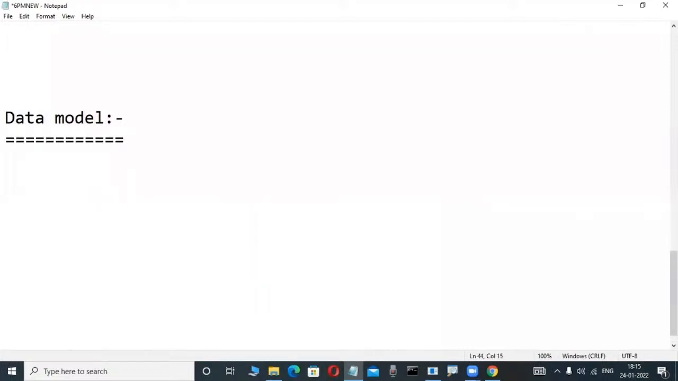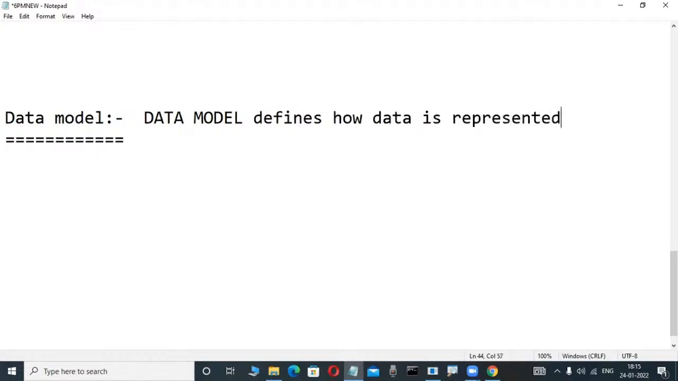Data model represents how data is represented. A data model defines how data is represented at the logical structure of the database. Observe here, the logical structure of the database. How easy is this definition? Observe it here: the logical structure of the database.